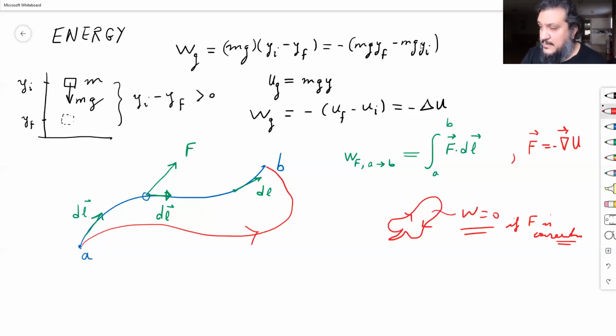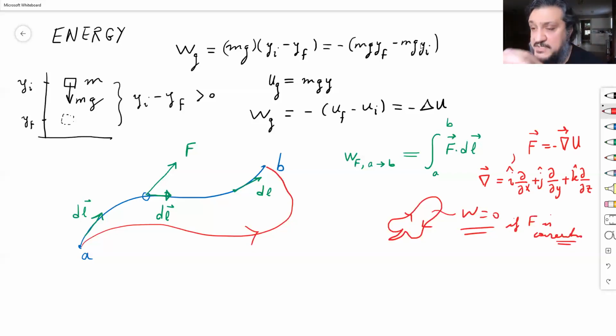All right, so the gradient operator is in Cartesian coordinates, for instance, i hat del by del x, j hat, the y derivative, and then the z derivative. All right, so anyway, that's for conservative forces. Now, let's apply this idea to electric fields and therefore electric forces, and see what we get. All right. So it all depends on this integral here.